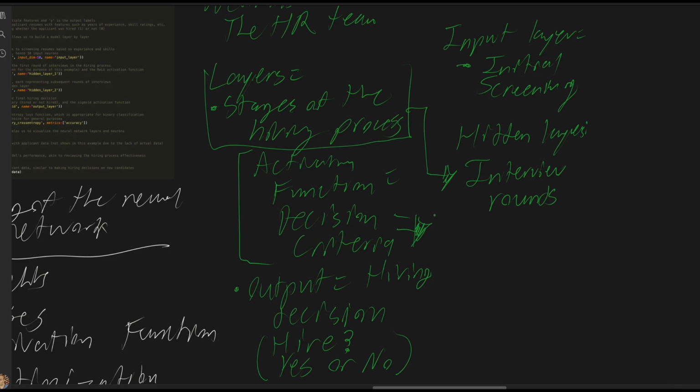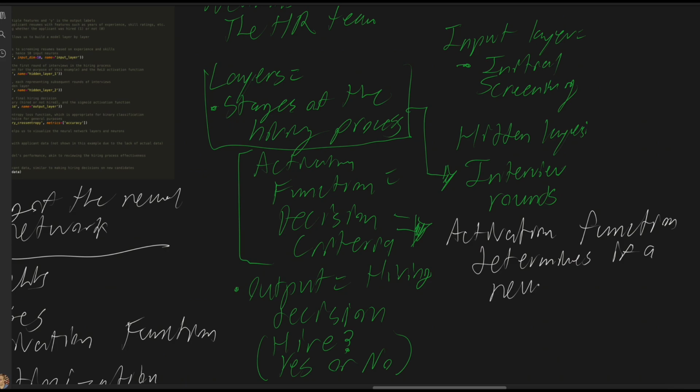All right, so an activation function determines if a neuron should proceed to the next layer.